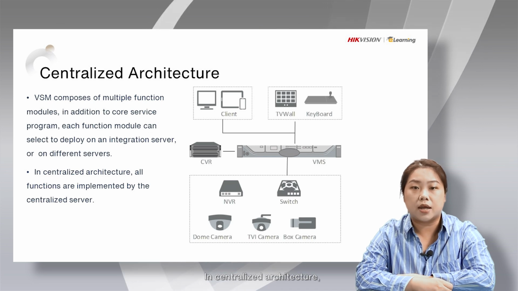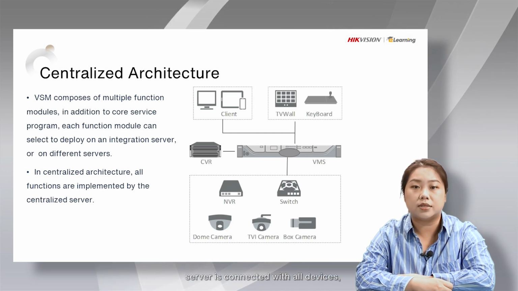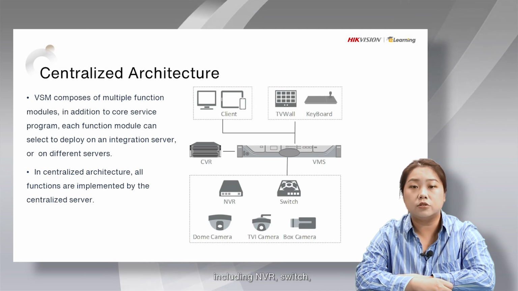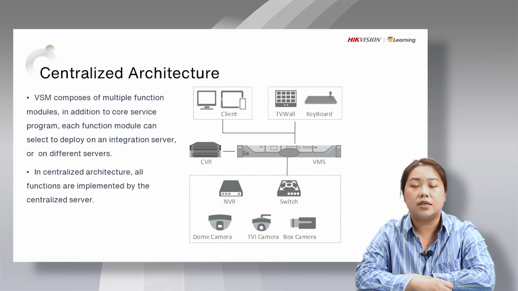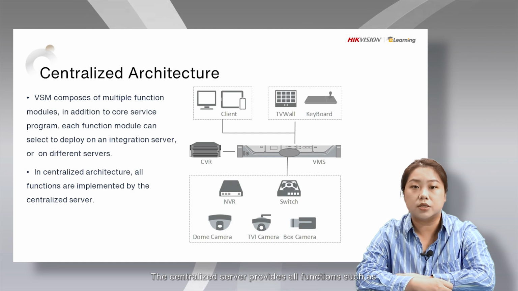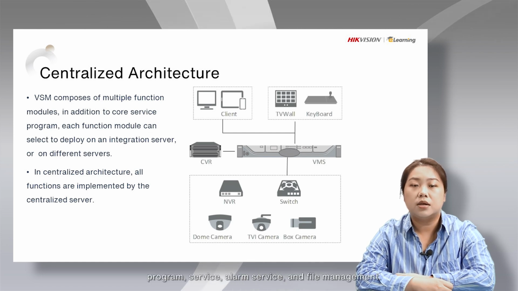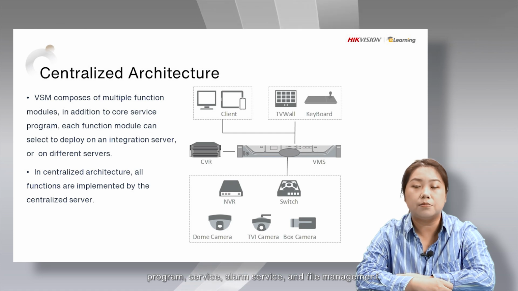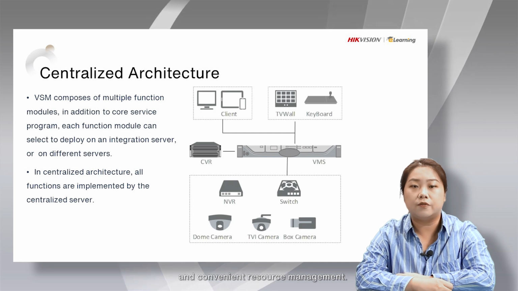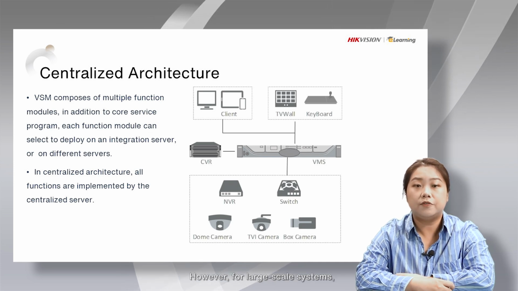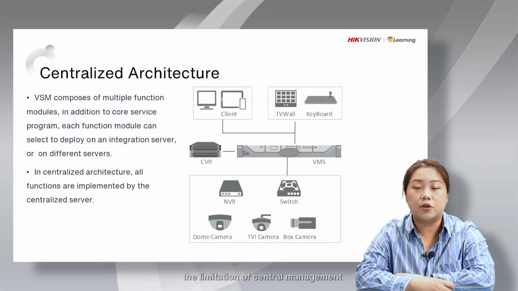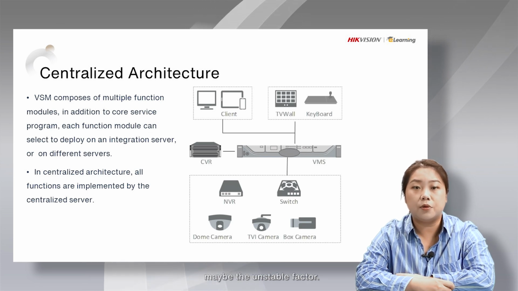In centralized architecture, only a centralized server is connected with all devices, including NVR, switch, dome camera, TVR camera, box camera, CVR clients, and TV wall and keyboard, and etc. The centralized server provides all functions such as database, program, service, alarm service, and file management. And this model has a simple system architecture and convenient resource management. However, for large-scale systems, the limitation of central management may be the unstable factor.